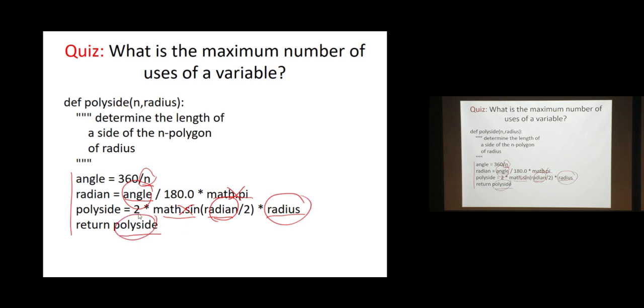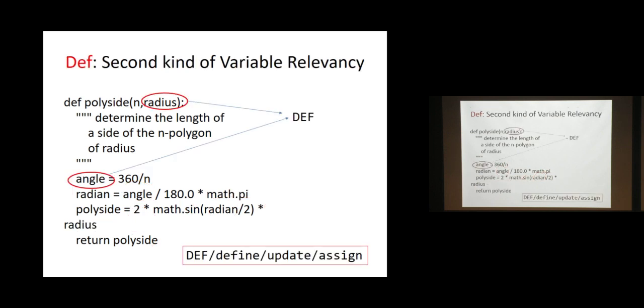5 of them. Right? Every one of them, how many times do you use it? 1 time, right? Correct or not? You look at the whole program, you never use n a second time. Agree? Only 1 time. So the maximum number of uses of a variable here is only 1 time, no matter which variable you choose.